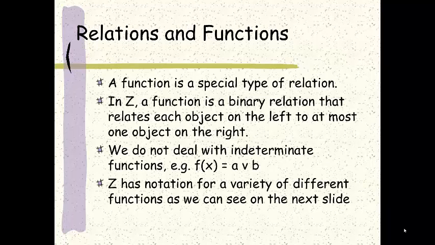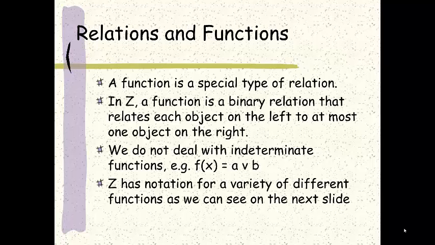A function is a special type of relation. In Z, a function is a binary relation that relates each object on the left to at most one object on the right. So, that is, we don't deal in indeterminate functions. These are sometimes useful, but we're not going to deal with them in Z. So, an example of an indeterminate function is f(x) equal to a or b. Sometimes it could be a, sometimes it could be b. But it's not determinate. In Z, we want determinate ones.